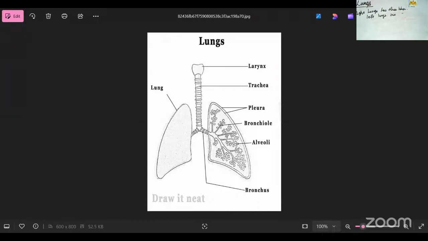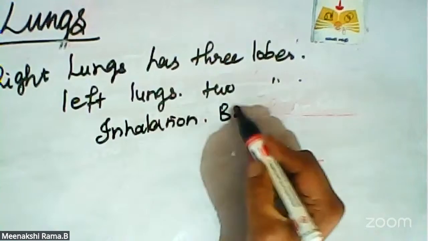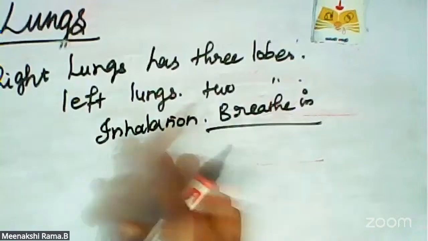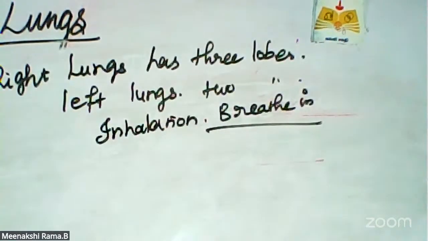The breathing process has two parts: inhalation and exhalation. Inhalation means breathing in. The air is taken into our body. When you inhale, your diaphragm muscle contracts, so the lungs expand to draw the air in.